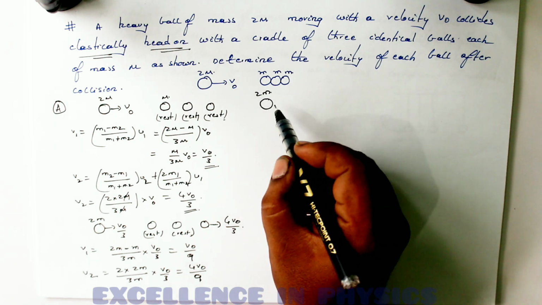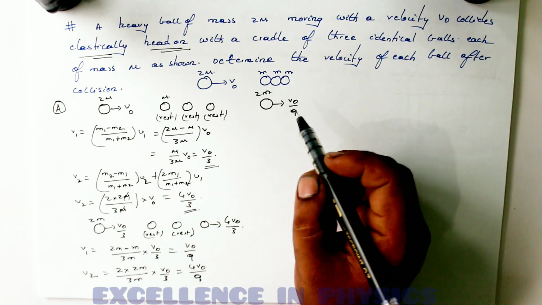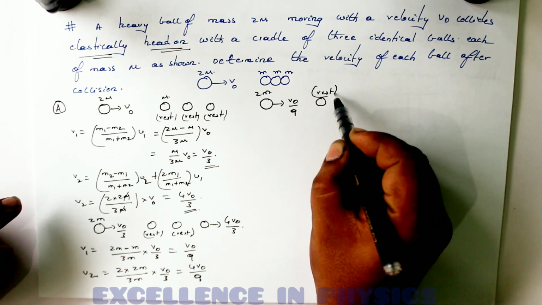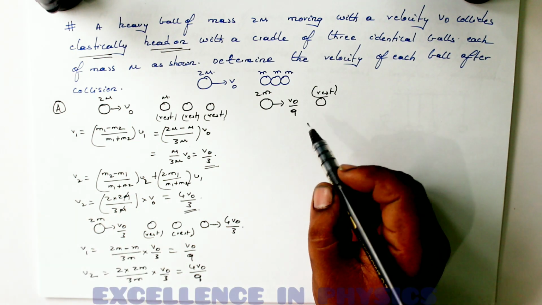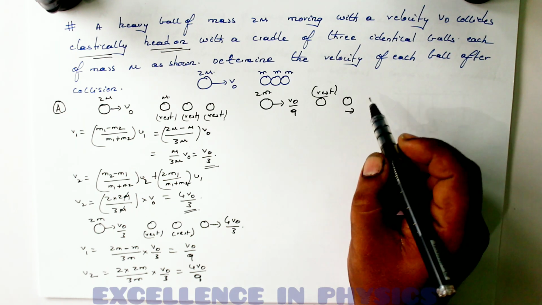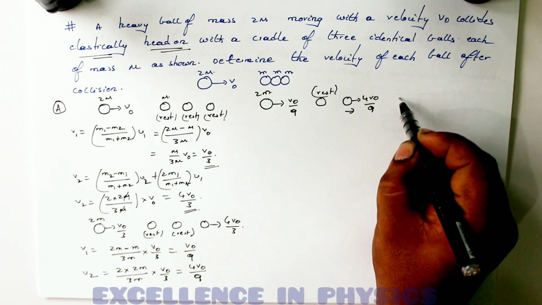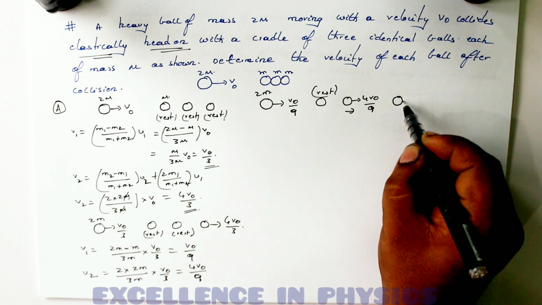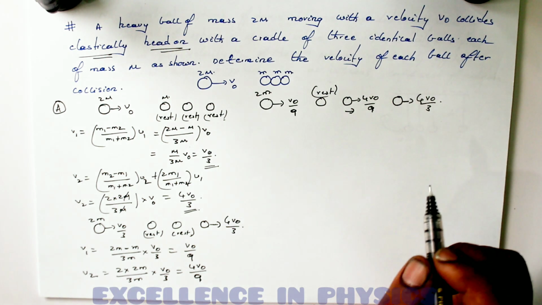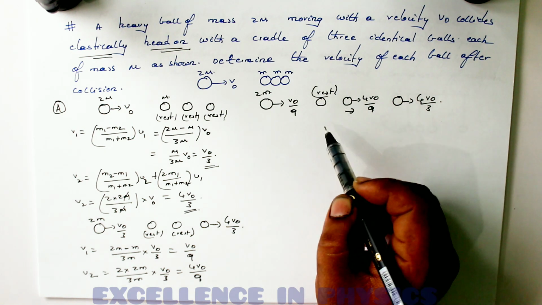Now if I write again the final velocities, then these are my final velocities. So this is 2m, which is traveling with a velocity of V naught by 9 after the second collision. And the first target ball, again it has come into rest position because it has given its velocity to the second ball. The second ball now has started traveling with a velocity of 4 V naught divided by 9. And the third ball cannot collide again because its velocity is already greater, which is 4 V naught divided by 3 here.